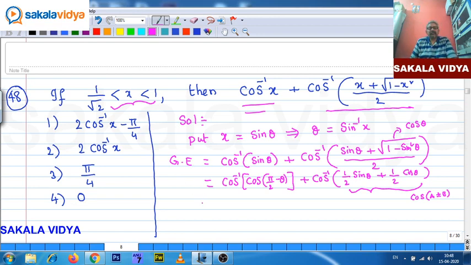So this equals, we can write pi by 2 minus theta plus cos inverse of (cos theta into 1 by 2 plus sin theta into 1 by 2), where 1 by 2 can be written as cos 60. Cos 60 is pi by 3. Here we have sin theta and 1 by 2, okay.